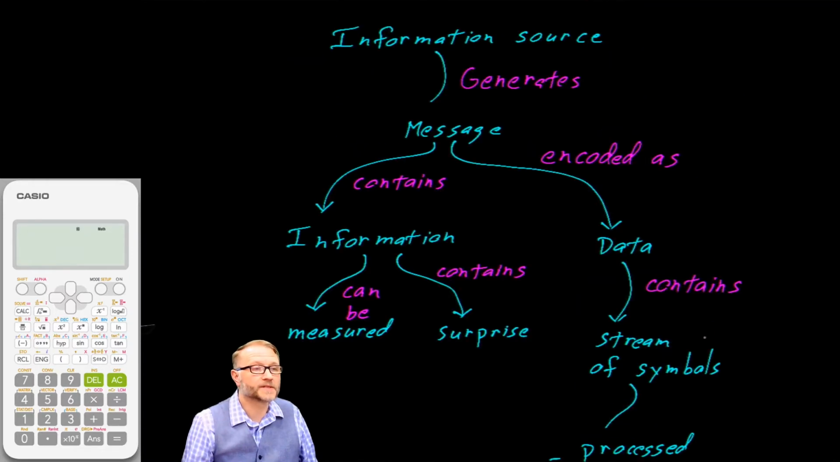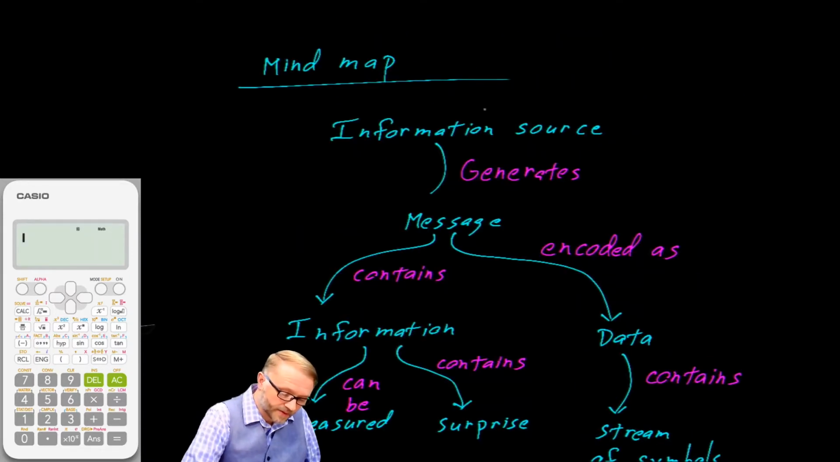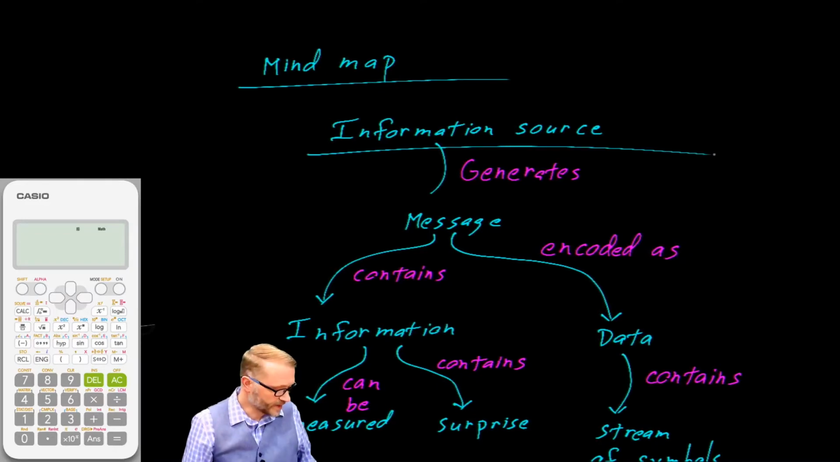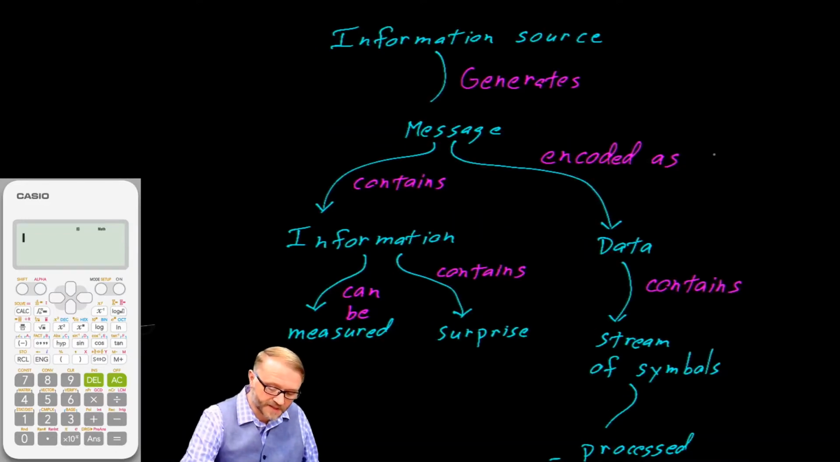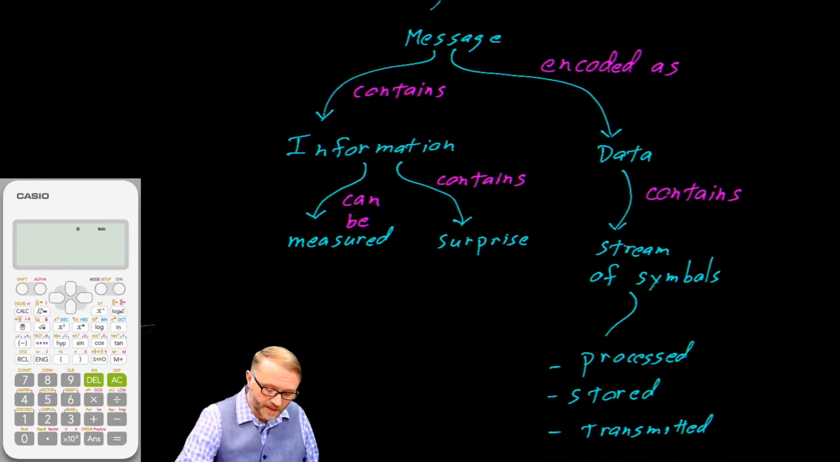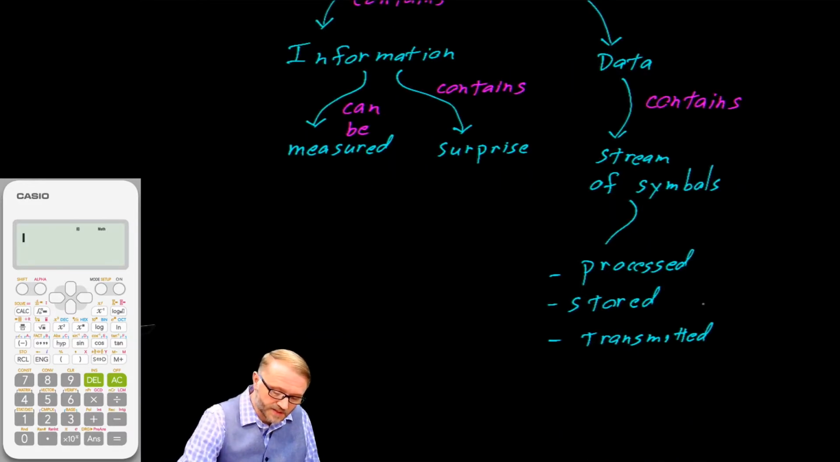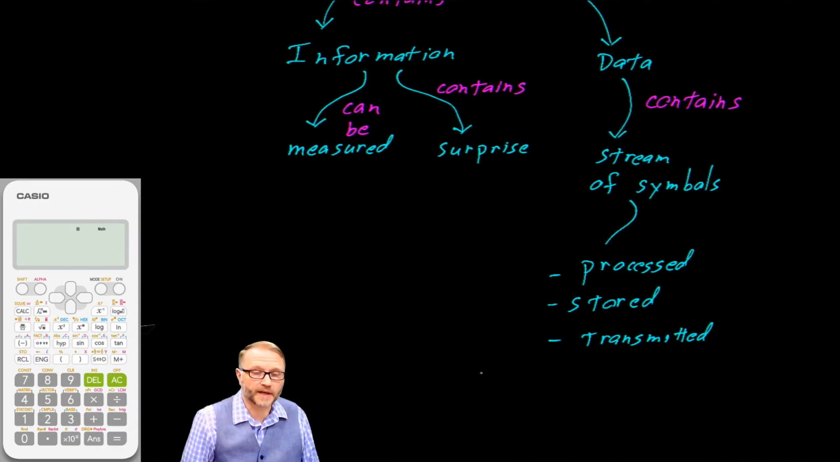In many ways, much like this video. My computer, for example, is a source of information. It generates a message. That message is encoded as data, as a series of ones and zeros. And those streams of symbols are processed, stored, and then transmitted to you.